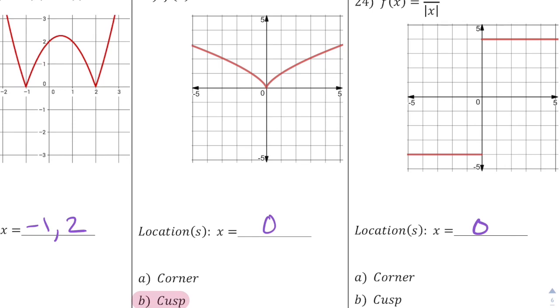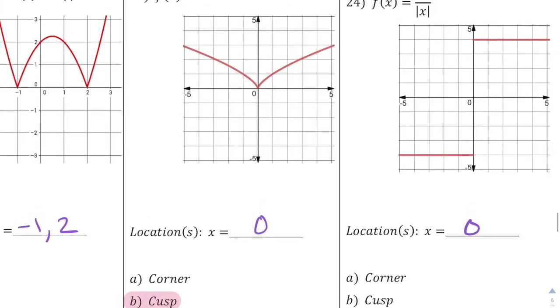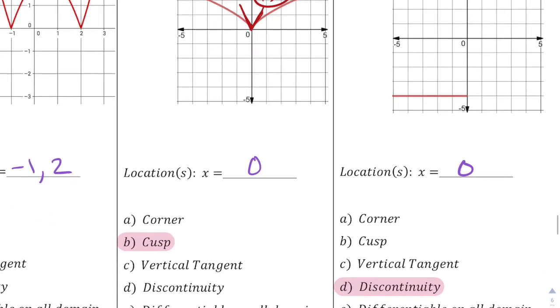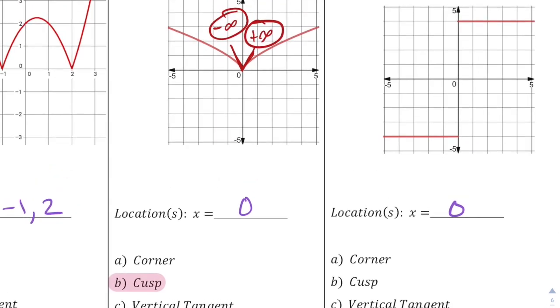Here, the derivative would cause an issue at 0. It is a cusp. As I get closer here, it's negative, and it goes to negative infinity for a slope, and this slope goes to a positive infinity. Because they differ, we have a cusp at 0.